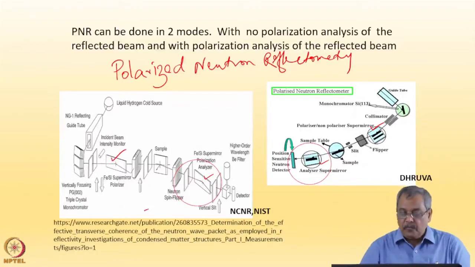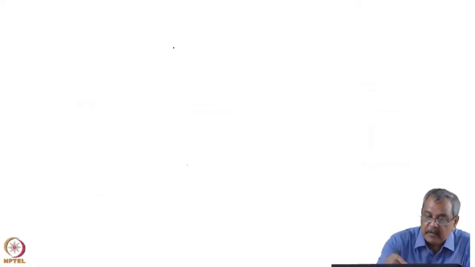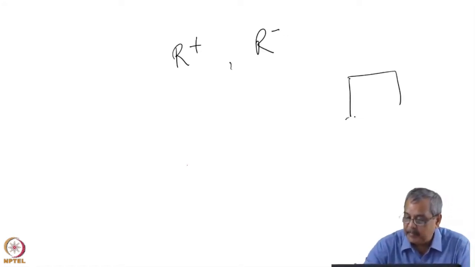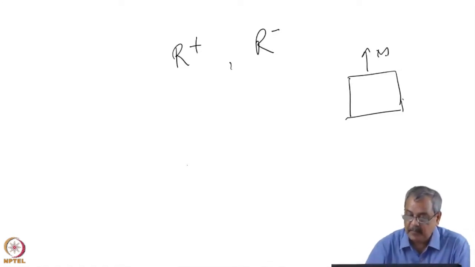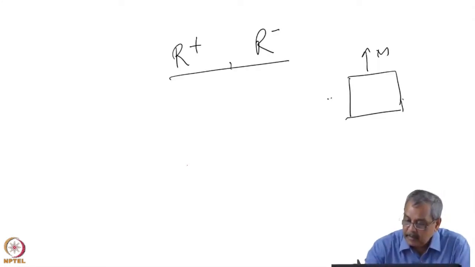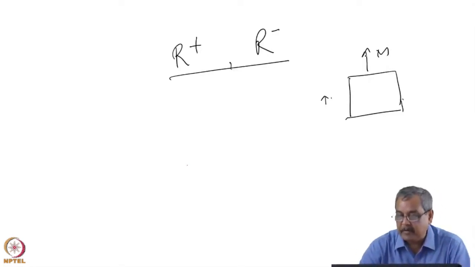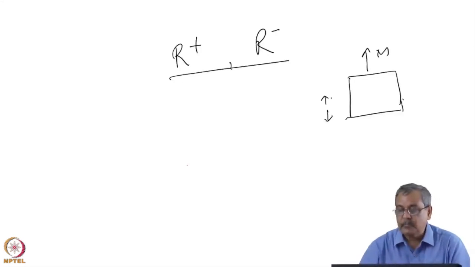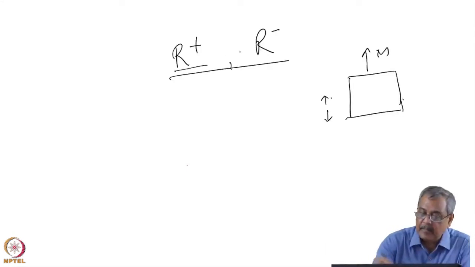So for without polarization analysis, what we measure is R plus and R minus. So if this is the sample, with this being the magnetization direction, then I have two reflectivities. One, the neutron parallel to the magnetization in the sample, and the other one anti-parallel to the magnetization in the sample, and these are R plus and R minus.